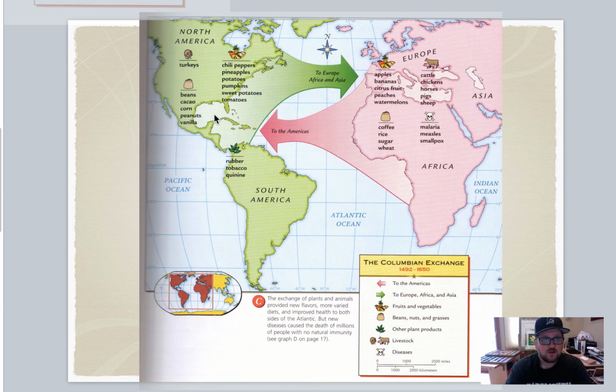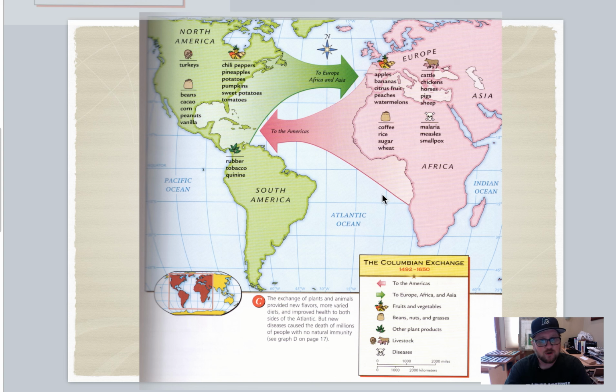From North America, you see mostly what they got were new types of crops, new types of food. And this will be important because all these new types of crops, especially potatoes and other grains, beans and corn, are going to really help fuel a population increase in Europe. So a lot of these grains will allow European cities and European areas to exponentially grow population-wise. So that's going to be a positive thing for the European continent.